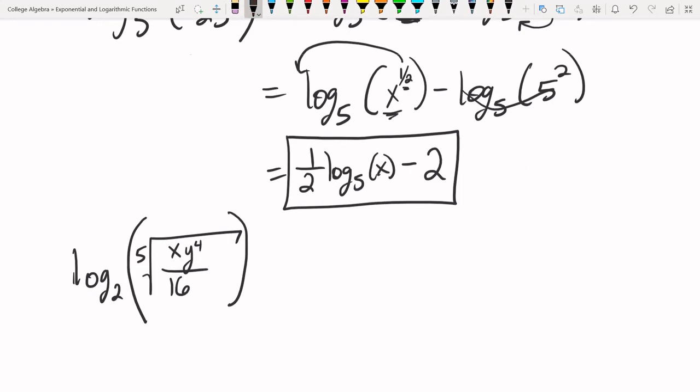Okay, so first off, this square root of 5 can be rewritten as a 1/5 power.